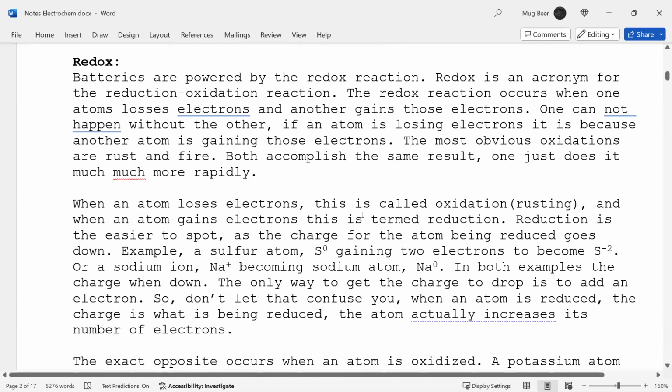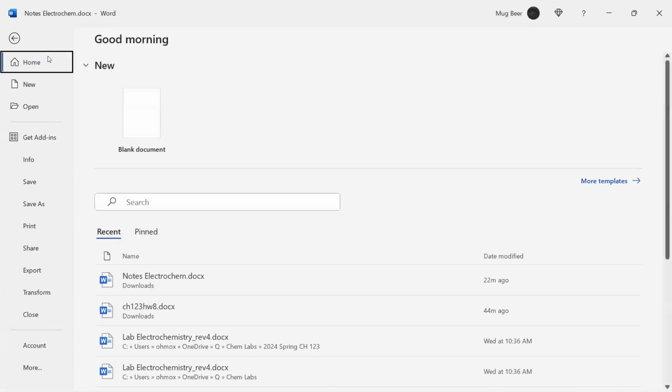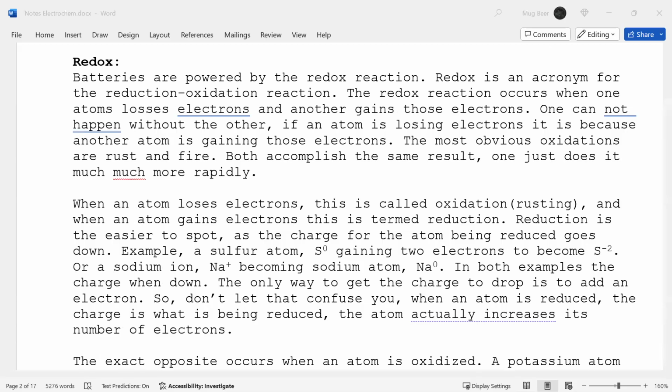Okay, so what is it that the battery does? How does the battery work? So when we're talking about batteries, we're talking about a redox reaction. So this is taking us back to Chem 121. A redox reaction is an oxidation reduction reaction. So what happens with an oxidation reduction reaction? You get one thing that is losing electrons and one thing that is gaining electrons.